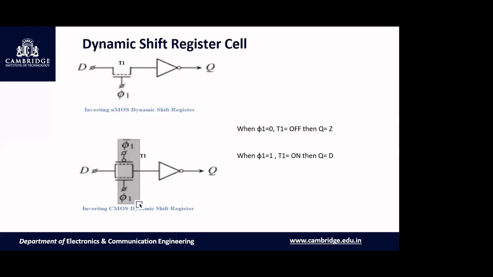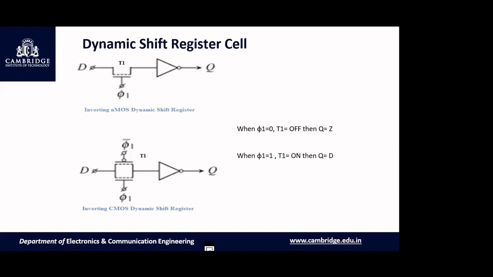Here there is the inverting CMOS dynamic shift register. Here we'll use a transmission gate and a CMOS inverter. So this is the logic diagram for the inverting CMOS dynamic shift register. When phi 1 is 0, your T1 transmission gate will be off and there is no connection from input to output, so your Q output will be at high impedance. I had explained this last class only, I'm just trying to repeat.